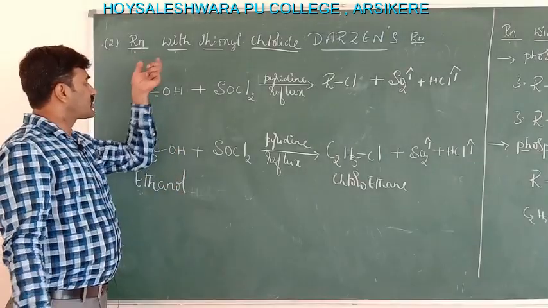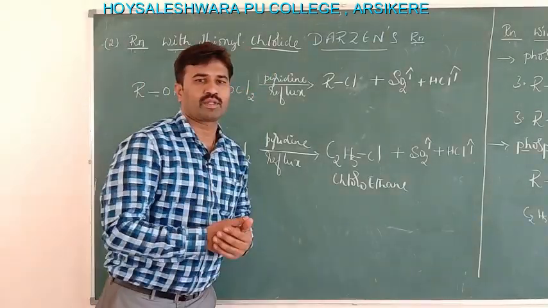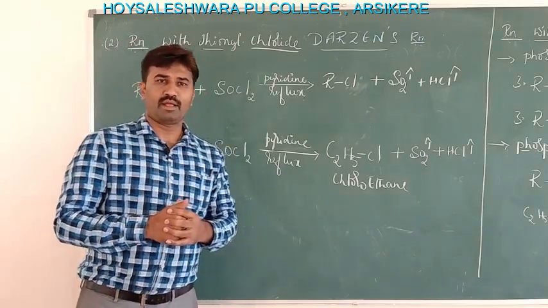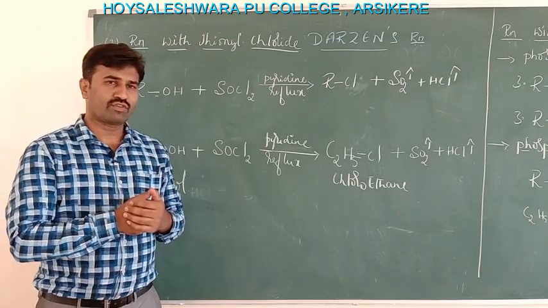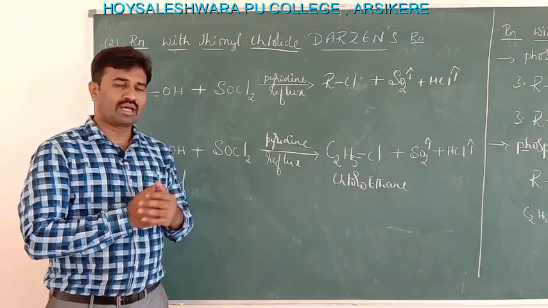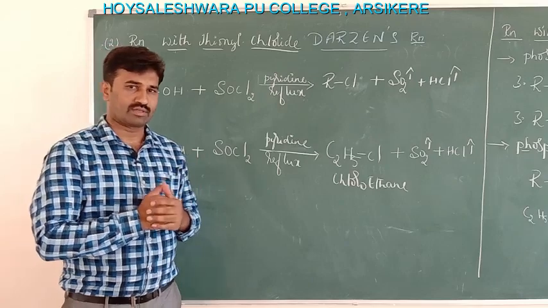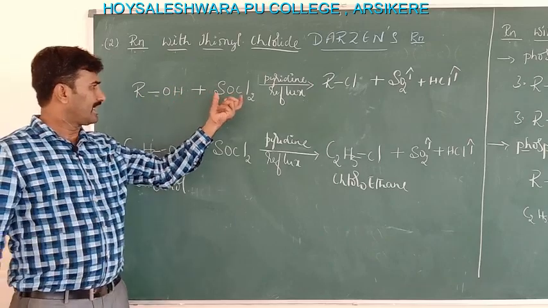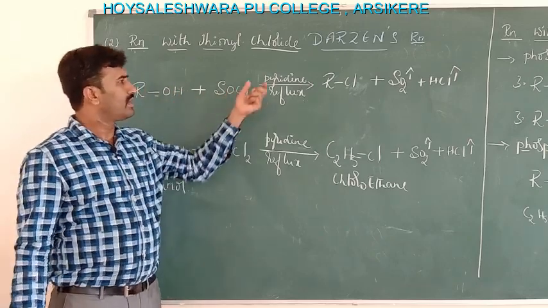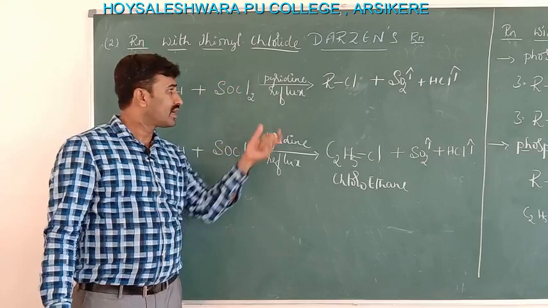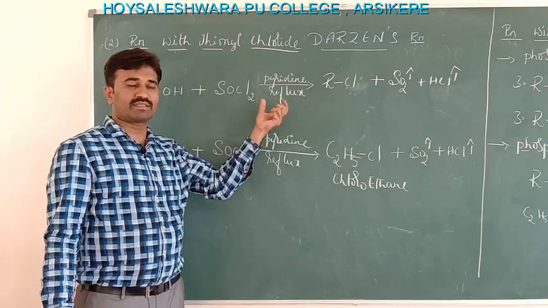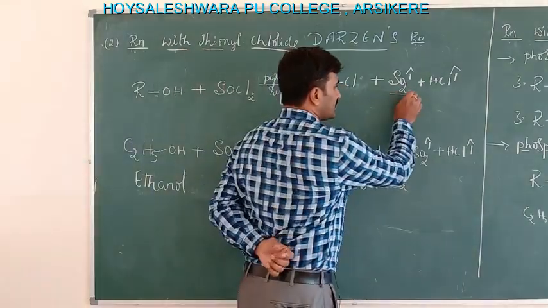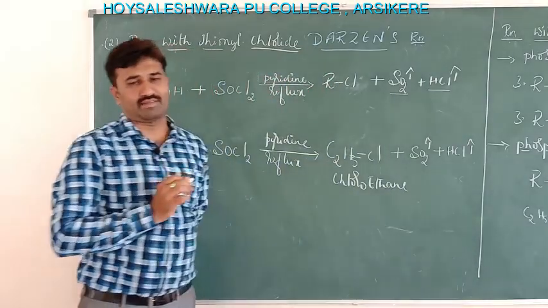Next is the reaction of alcohols with thionyl chloride. This reaction is studied in the haloalkanes chapter, that is preparation of chloroalkanes from alcohols. Anyhow, alcohol upon reacting with thionyl chloride in presence of pyridine as a catalyst under reflux condition forms chloroalkanes, liberating sulfur dioxide and HCl gas.